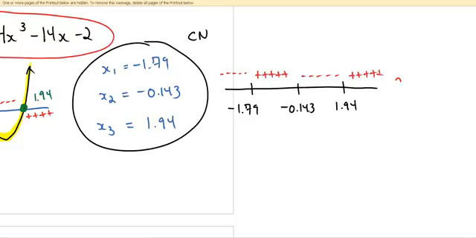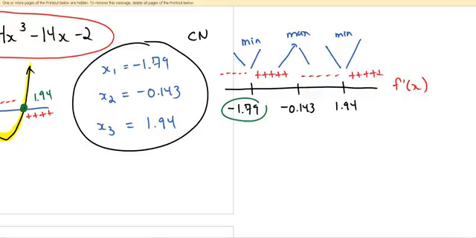So this is going to be f prime of x. This is your first derivative test. This right here is going to be a minimum because I'm going down and then up. This is going to be a maximum right there, and this is going to be a minimum right here. So my minimum values are here and here. Now which one of these answers actually makes sense?